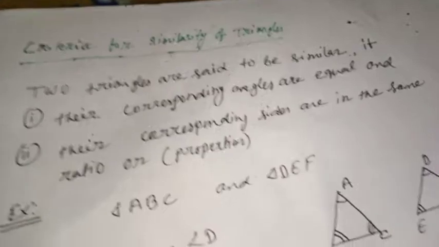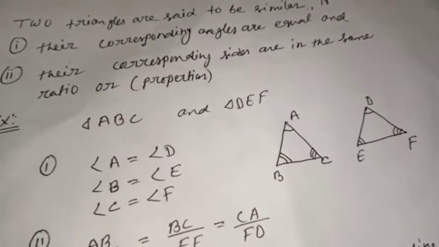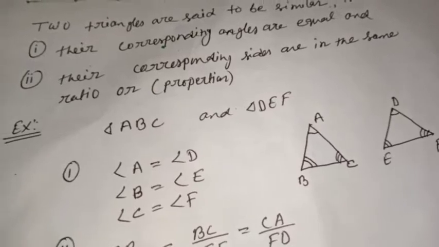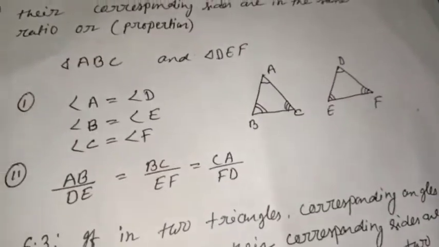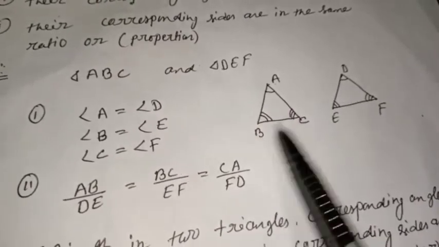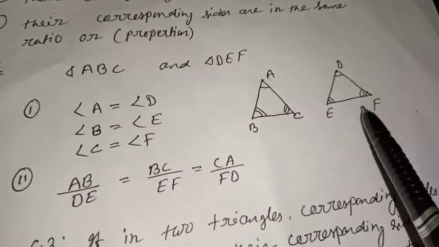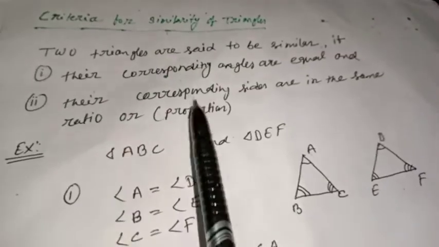So for example, if you are taking two triangles ABC and DEF, then all the corresponding angles should be equal, like angle A is equal to angle D. Don't forget, I am saying about corresponding angles. Okay, angle A is equal to angle D, angle B is equal to angle E, and angle C is equal to angle F. And also number two, their corresponding sides are in the same ratio or proportion.